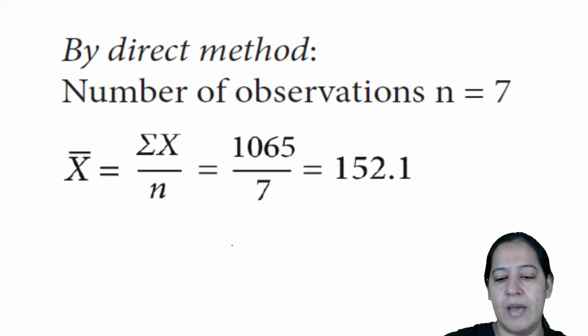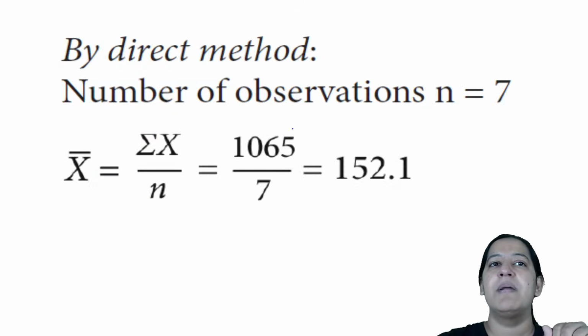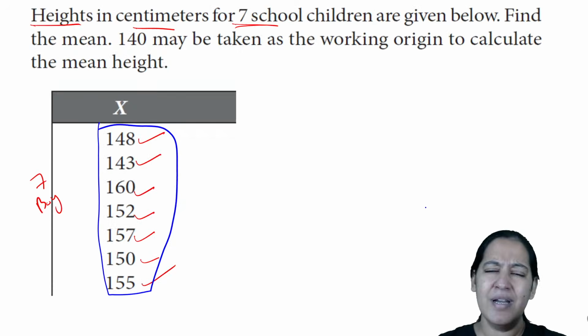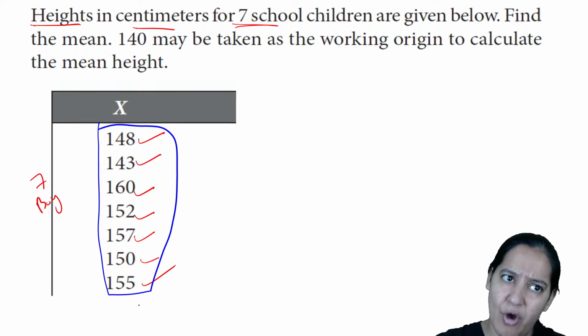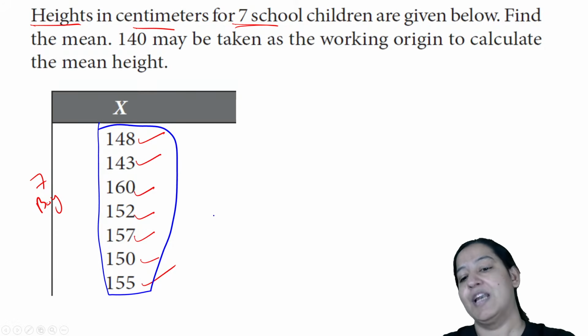If you want, you can use calculators. If you add all of them, it will be 1065. If you divide by 7, the answer will be 152.1. But it is tedious to add all of them and then divide by 7. Let me tell you a simpler method for these big numericals.